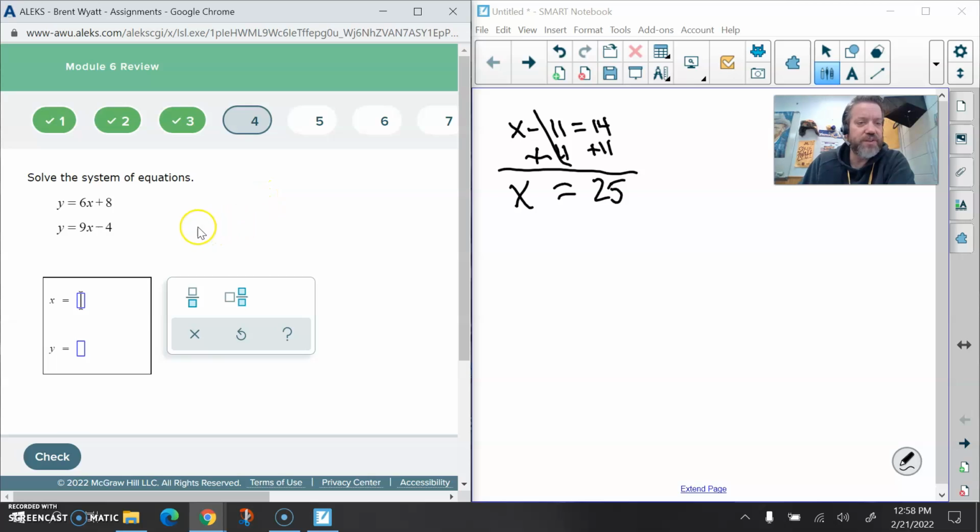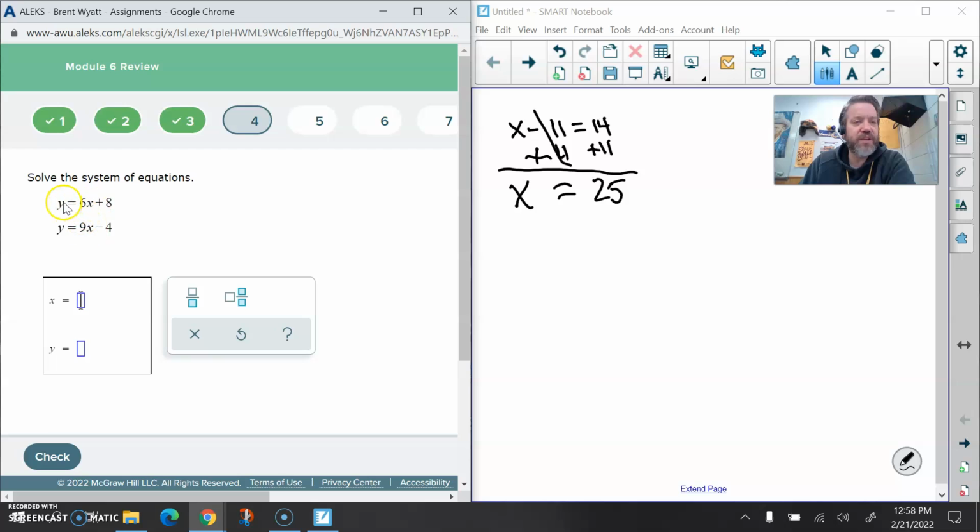All right, number 4 is pretty similar to number 3, except now I have to find both x and y. Both of these are written in slope-intercept form. I see I have y equals 6x plus 8. And then below that, I have y equals 9x minus 4. Okay, these have different slopes, so I already know I'm just going to have a single solution here. So I'll be able to find an x value and a y value for this.